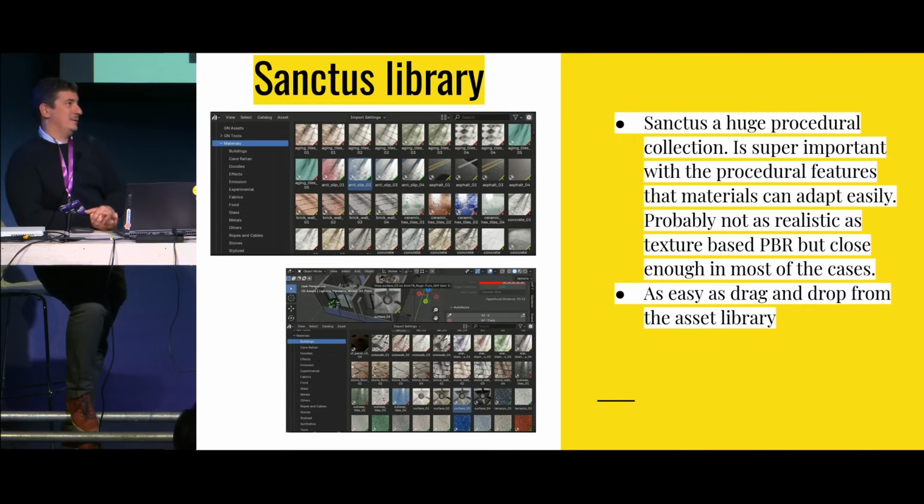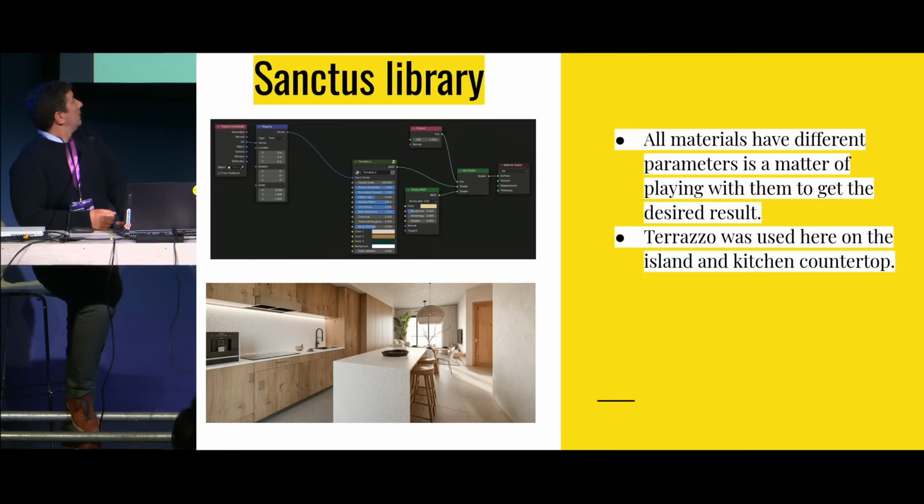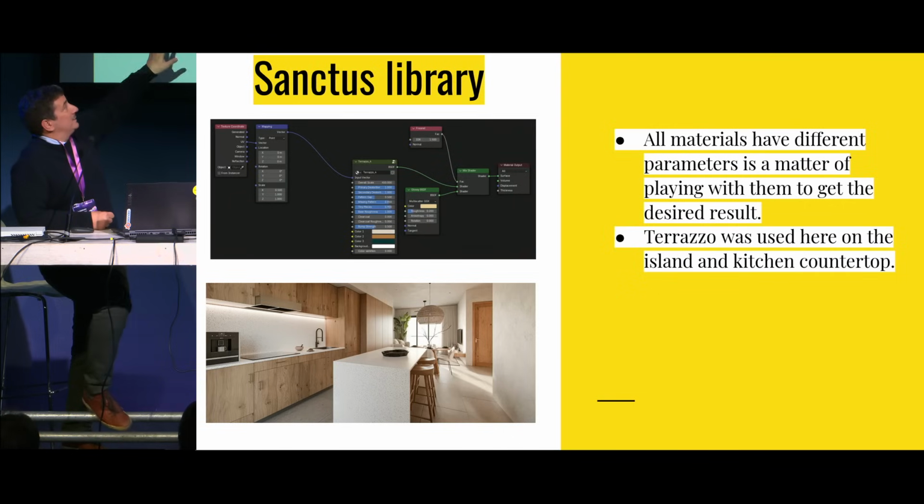The one down here is not as realistic sometimes as texture-based PBR, but I think procedural PBR is super good too, depending on the level of close-up you have in the image, right? So here, for example, we use it for the terrace, the island countertop, and the kitchen countertop. Basically, the setup has a main node with all the main settings and the mapping, but mainly it's this easy setup. If you want to get crazy with the nodes, you can just dive into that one. I will not recommend it, but.